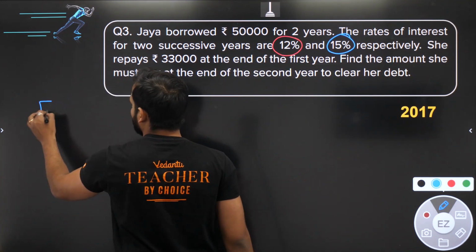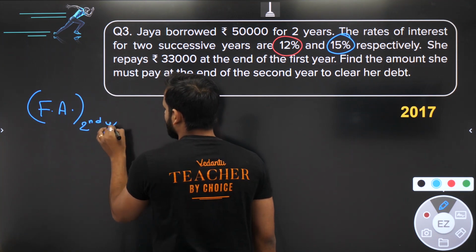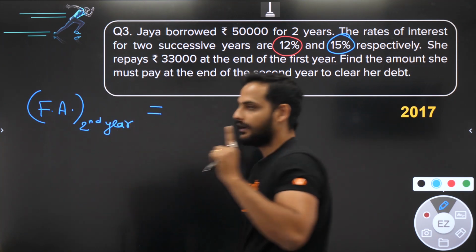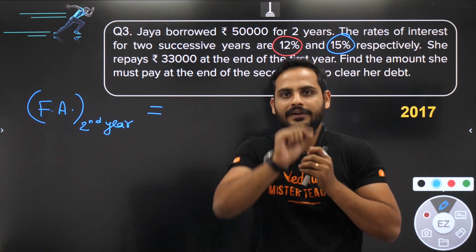Okay, so I want to find out the final amount at the end of the second year. Beta, second year, remember, it is second year. Only for that second year. Second year means what? Time duration is 1 year only, right?